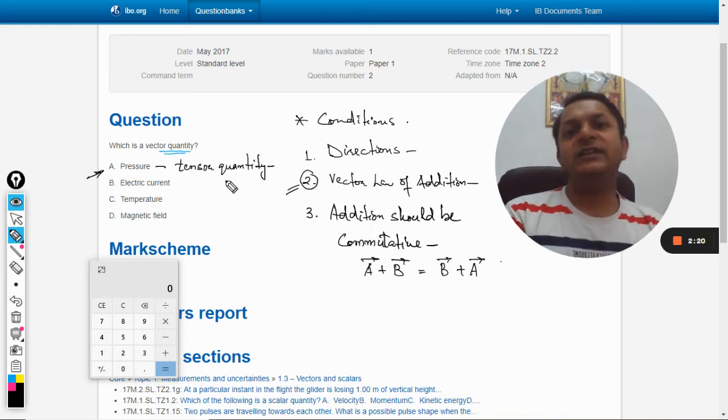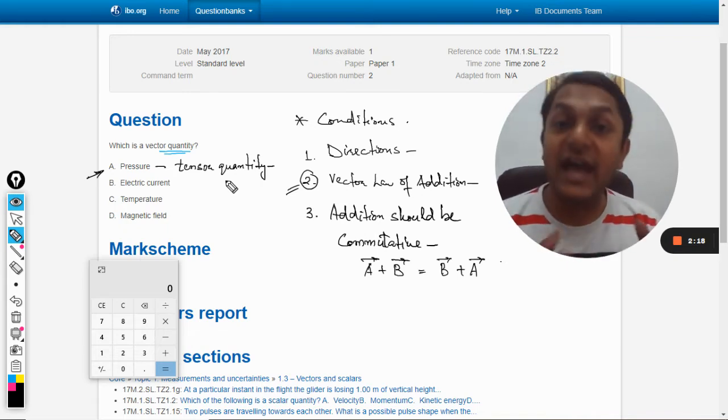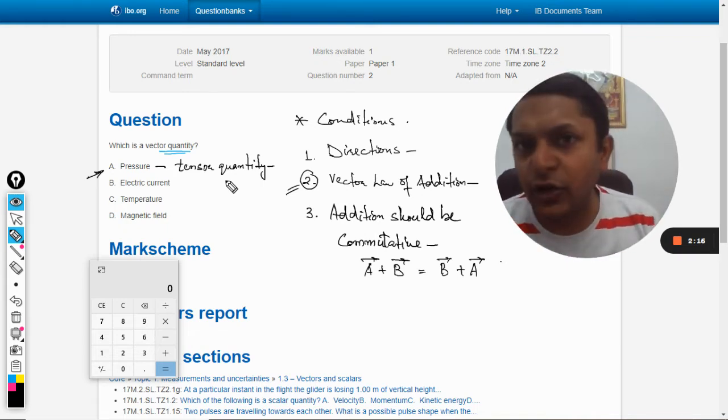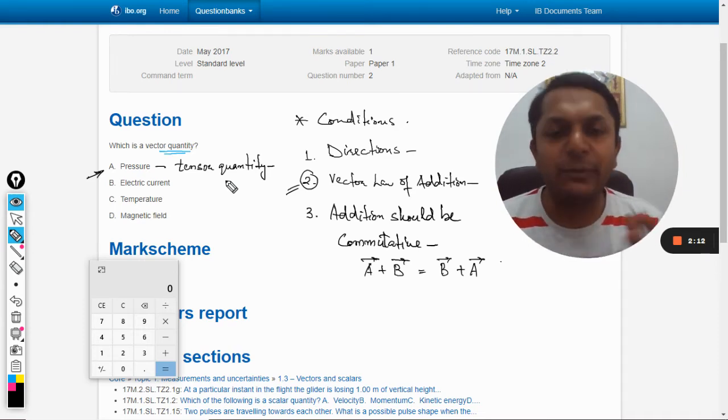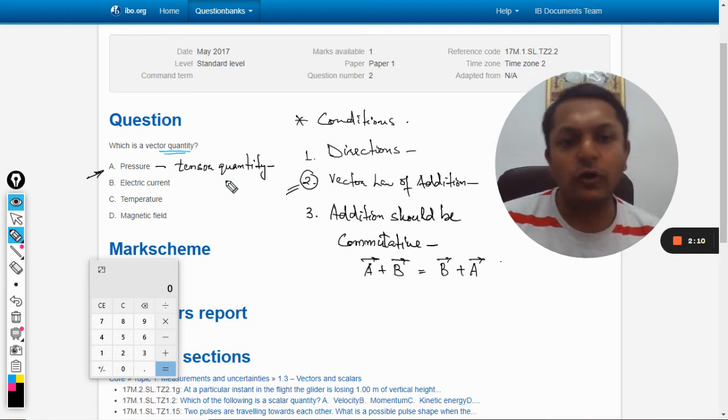Now, tensor quantities are those physical quantities which have direction, but still they are not vector quantities. So there are books available which say that pressure is a tensor quantity, so there is no doubt about it.